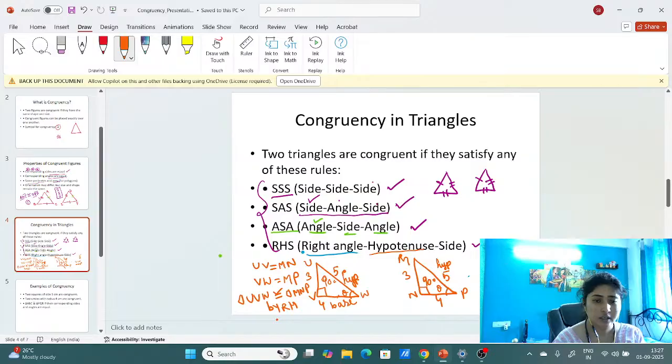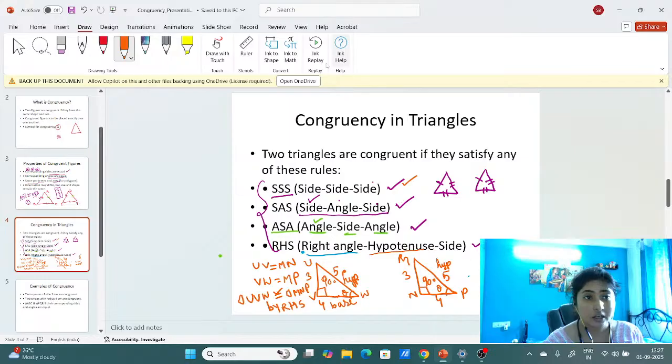So I think you are making fair notes there. You can write it very nicely. Here, just for your understanding, I wrote. So these are the criteria we have to remember: SSS, SAS, ASA, and RHS. So these are the criteria we read today.